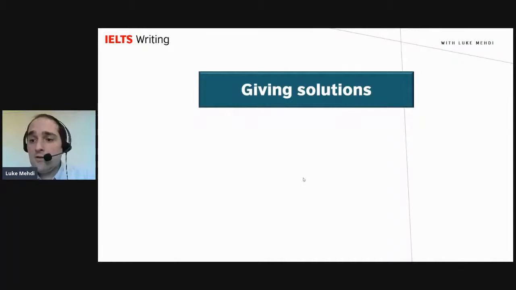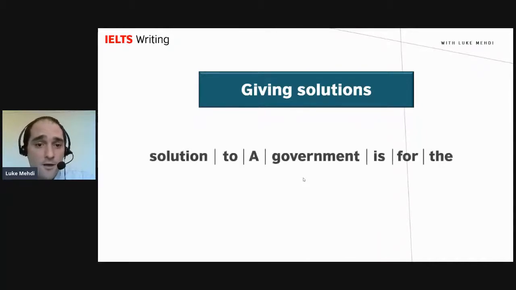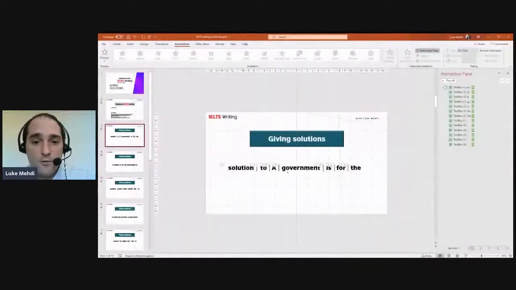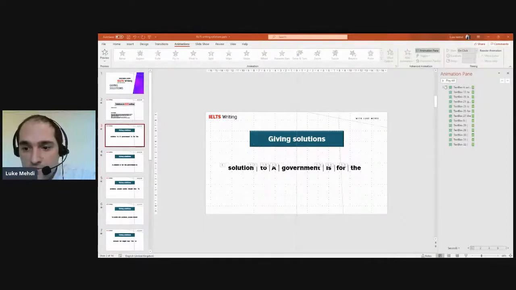When you're giving solutions, there are some phrases that could be quite useful. Here we have a phrase, but the words are all mixed up: solution to a government is for the. Could you just have a go and try to reorder this into a correct sentence?